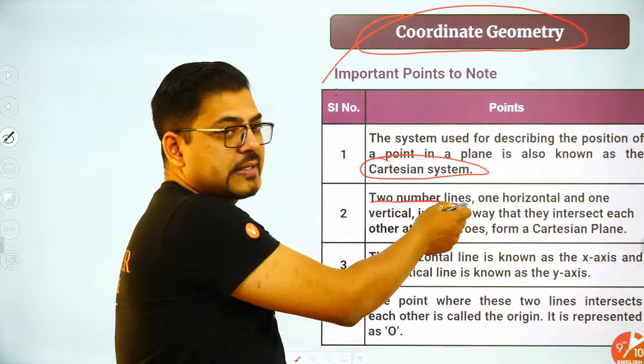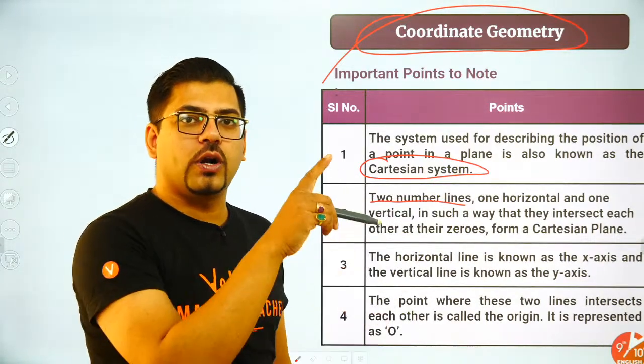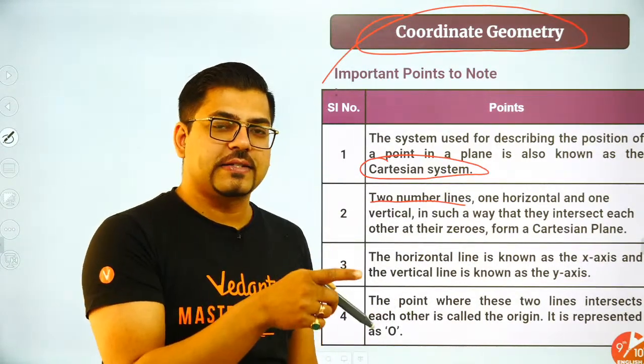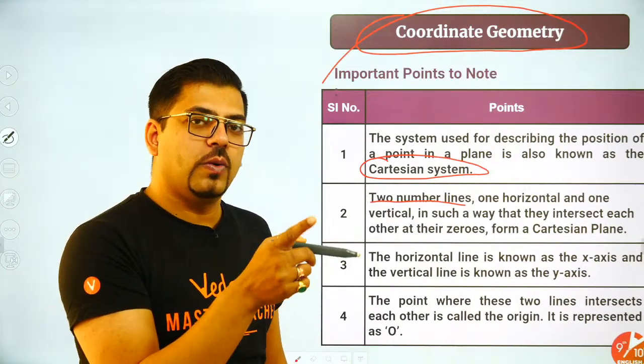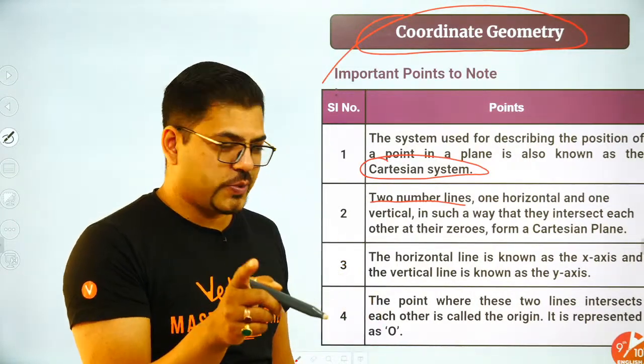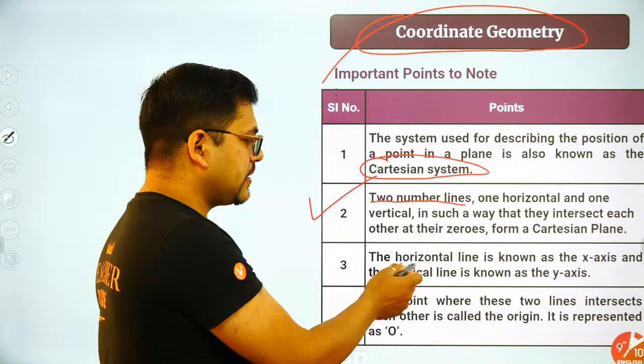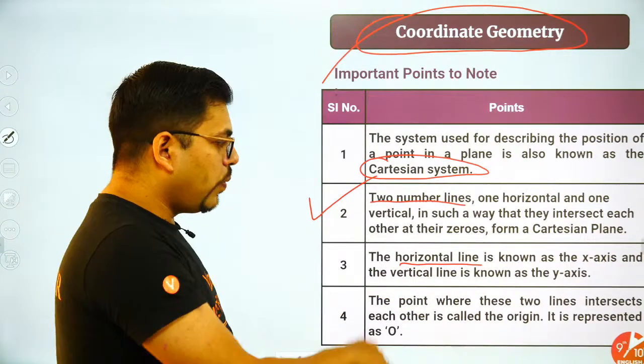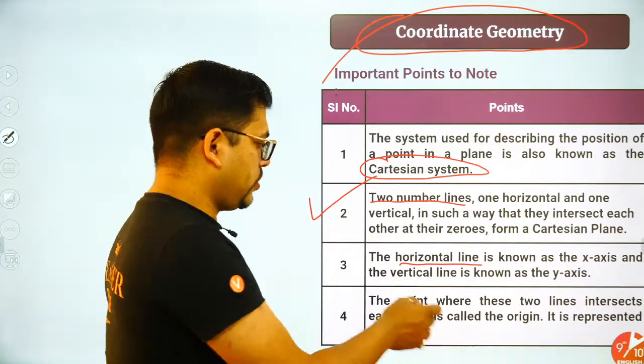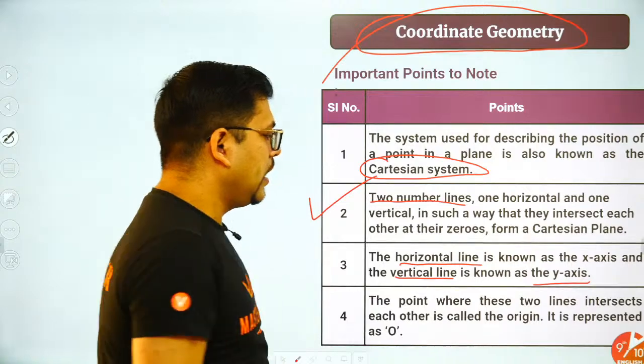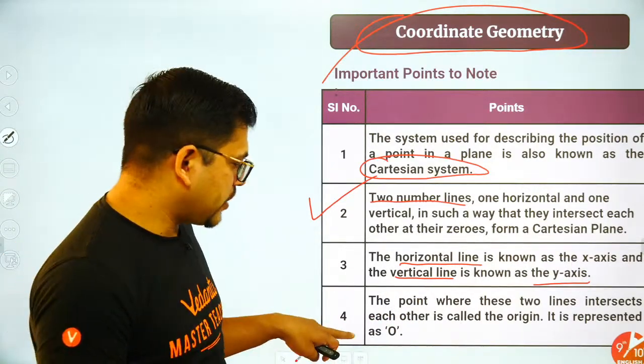There are two number lines, the x-axis and the y-axis. They are called axes. The x-axis is also called y equals 0. The y-axis is also called x equals 0. The x-axis is called the horizontal line, and the y-axis is called the vertical line. The point where both the lines meet is called the origin.